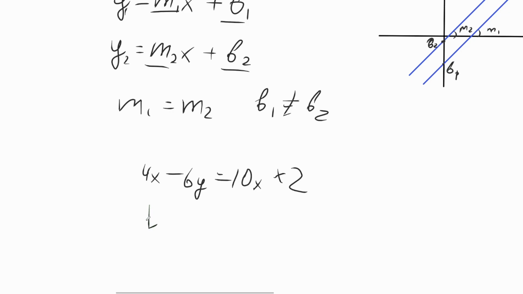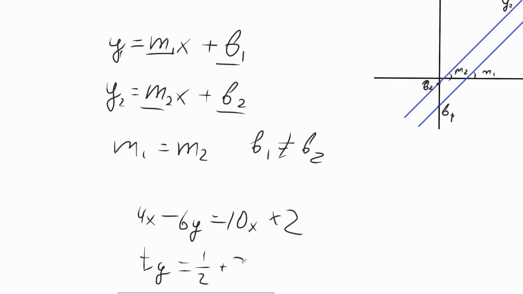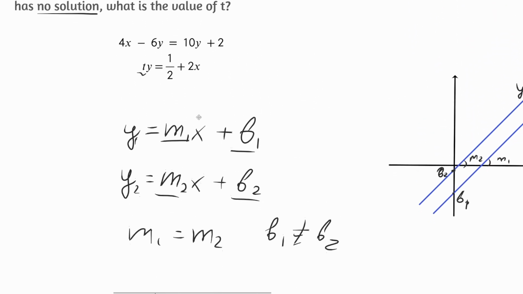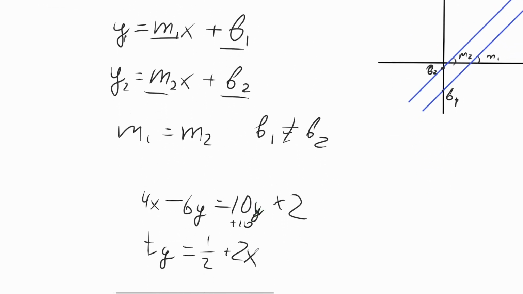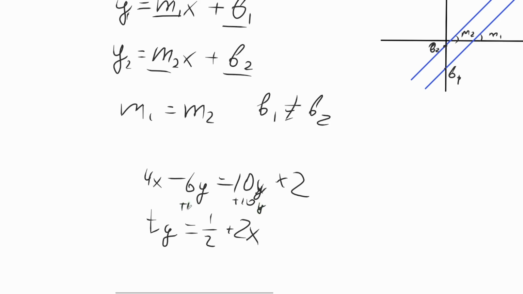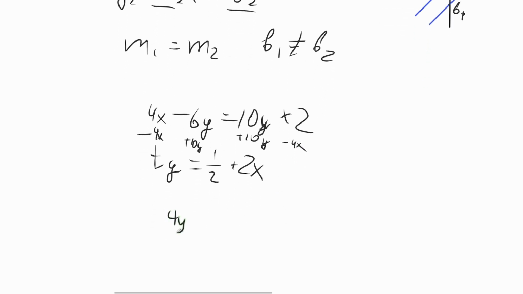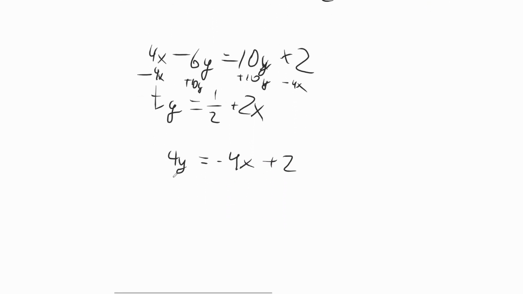And the second is ty equals 1/2 plus 2x. So for the first one, we will add 2x to y. Sorry, this is 4y. Add 4y to both sides of the equation. Subtract 4x. So we get 4y equals negative 4x plus 2. Divide everything by 4, so we have y equals negative x plus 1/2.